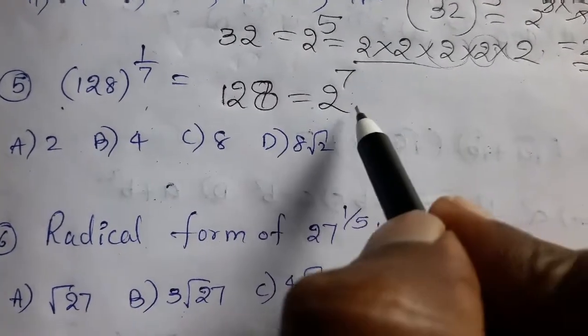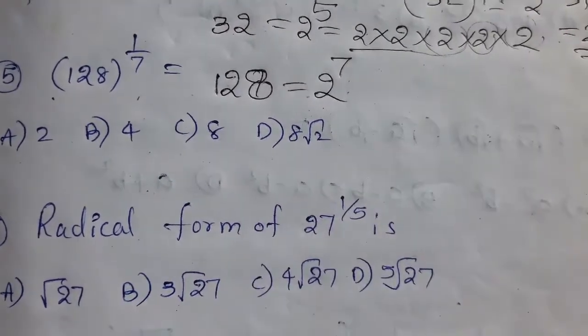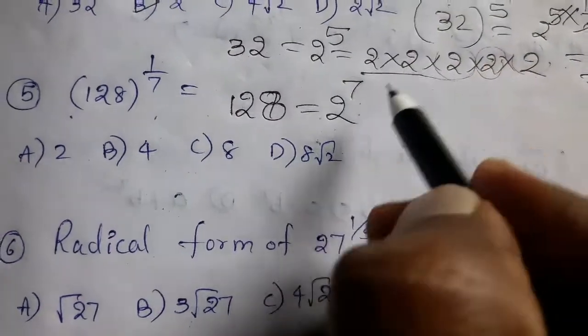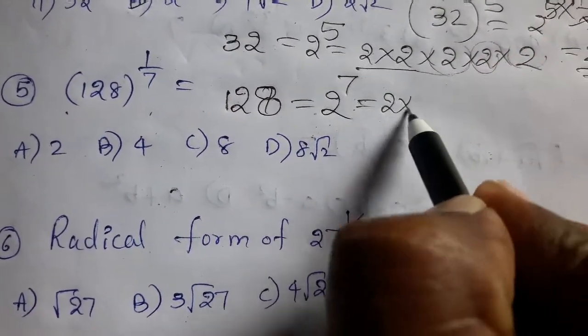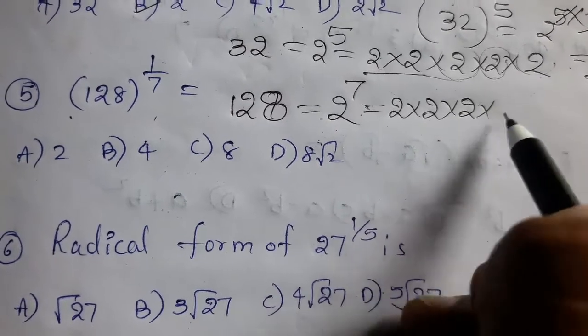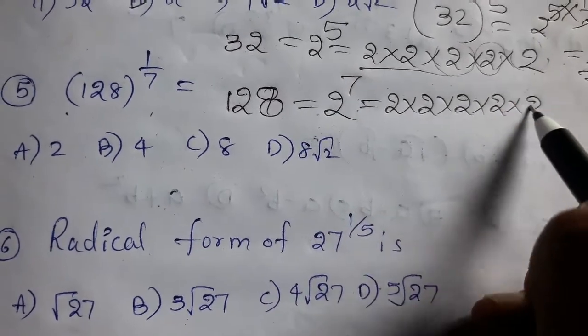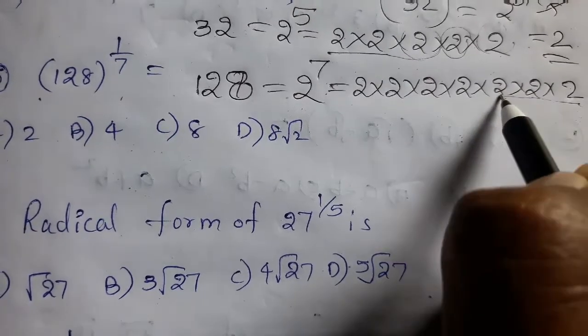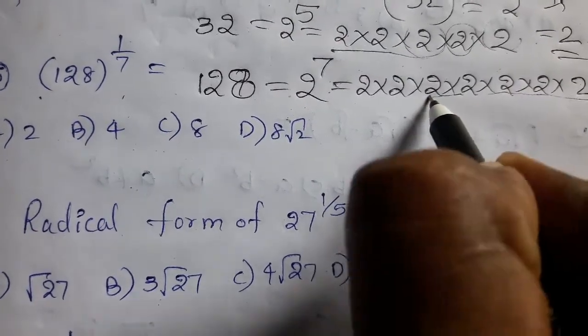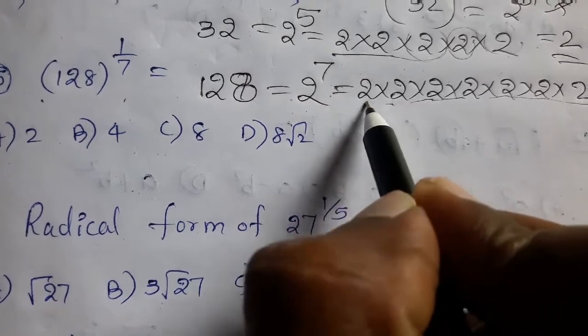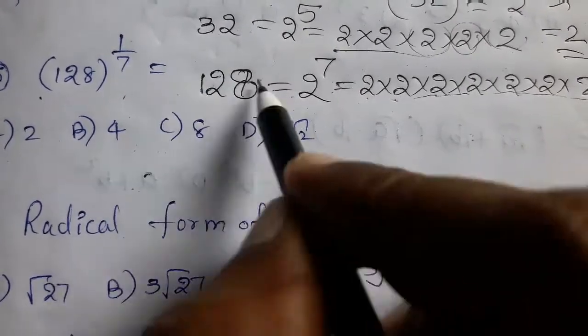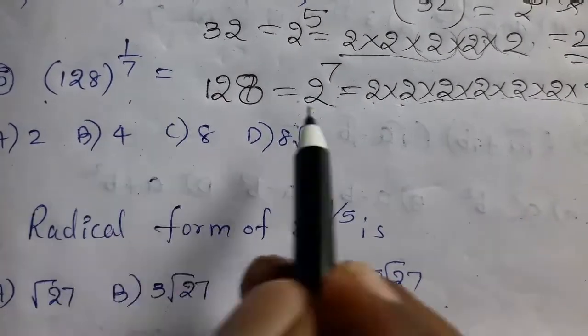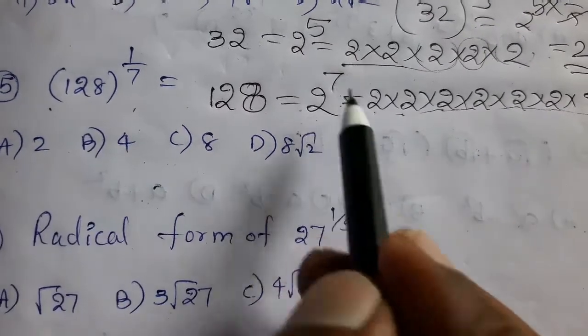So 2 power 7 means 2 is multiplied how many times? 7 times, like the previous question. 2 into 2 into 2 into 2 into 2 into 2 into 2, 7 times. 2 2s are 4, 4 2s are 8, 8 2s are 16, 16 2s are 32, 32 2s are 64, 64 2s are 128. So the value of 128 is 2 power 7.